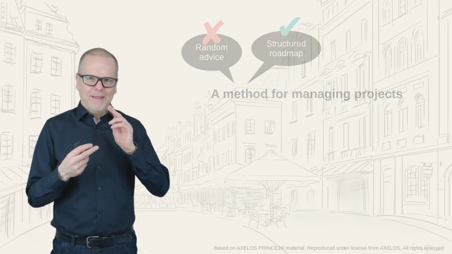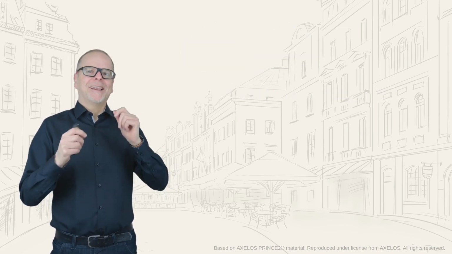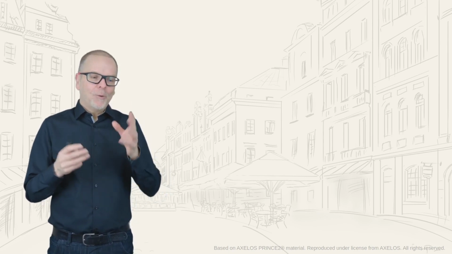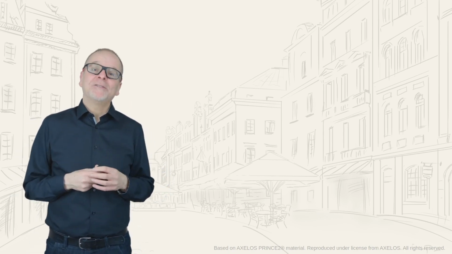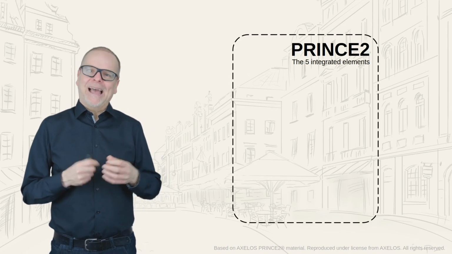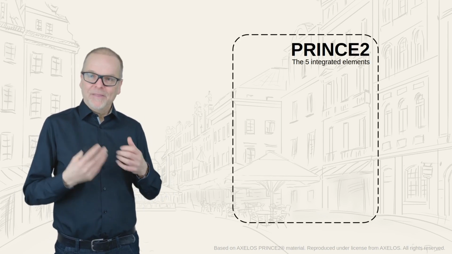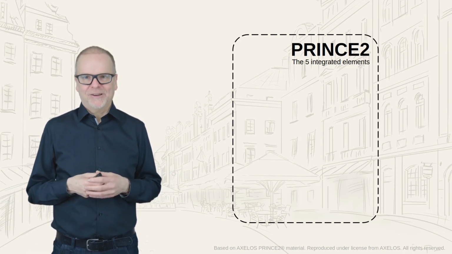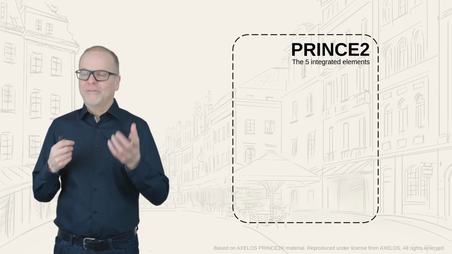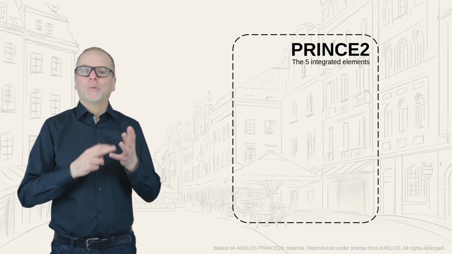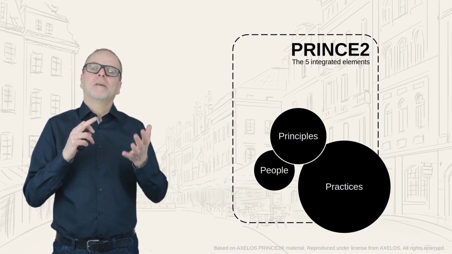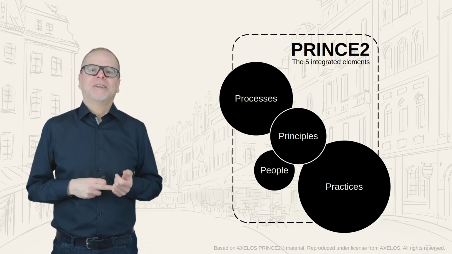Now, if they were to ask you then, well, how does it do that? Then you can say the following. Well, PRINCE2 is divided up into 5 main parts. And with those 5 main parts, they actually give you the knowledge or the way to run a project correctly. So what are those 5 main parts? Well, those would be principles, people, practices, processes, and project context.